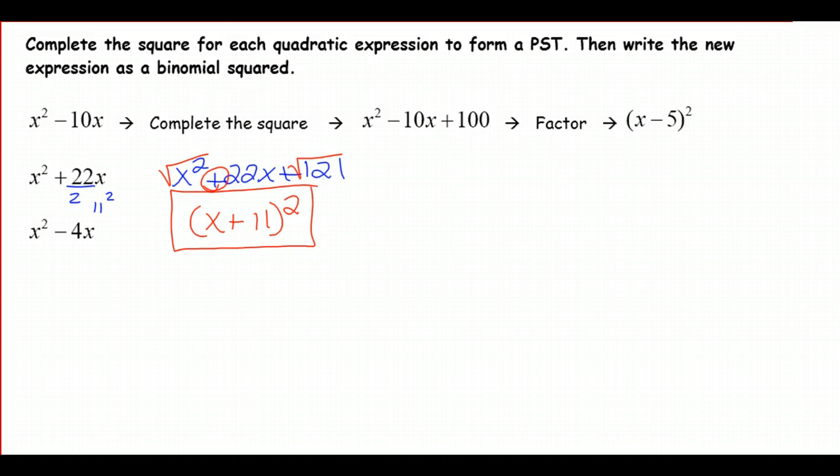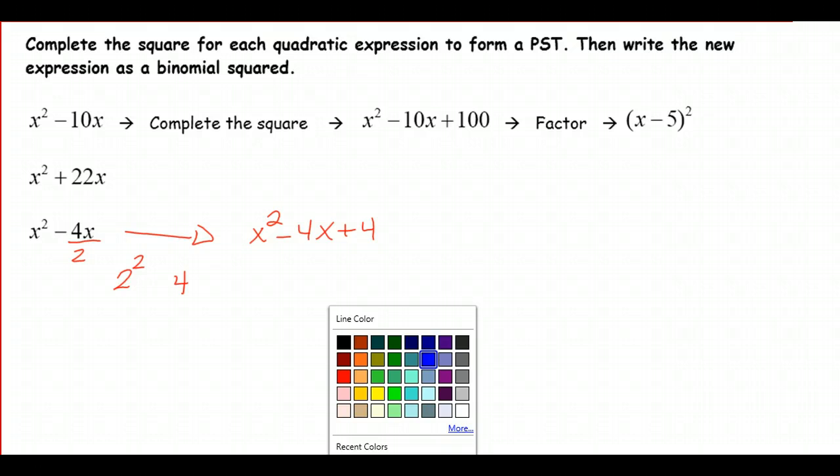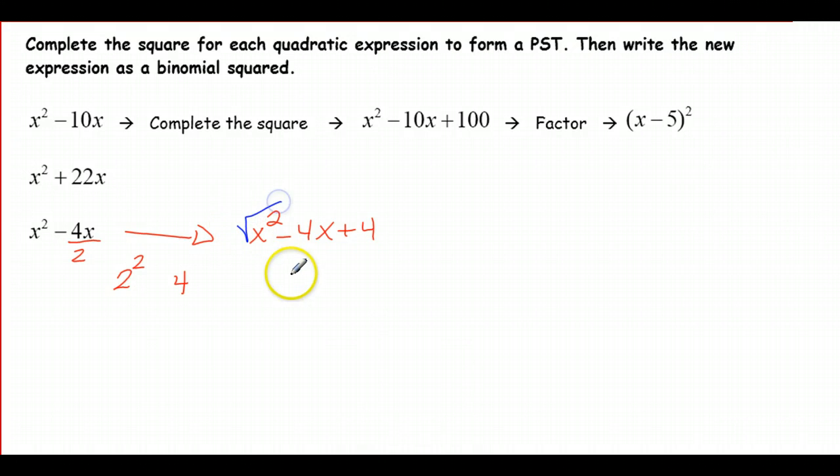Let's go ahead and do the last example. If I take half of 4, which is 2, and square it, we get 4. So if I rewrite this as a trinomial, I now have x squared minus 4x plus 4. And now we can go ahead and factor. Again, I'm going to do the PST model, square root the first term, which is x, square root the last term, which is 2, bring down this symbol, which is minus, and square the parenthesis. All right, so that's all there is to it.